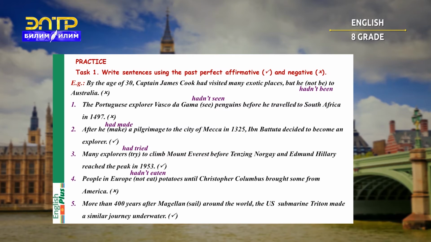And the last sentence, number 5. It's positive, so we should put the regular verb sail into past perfect affirmative form. Had sailed. More than 400 years after Magellan had sailed around the world, the US submarine Triton made a similar journey underwater.